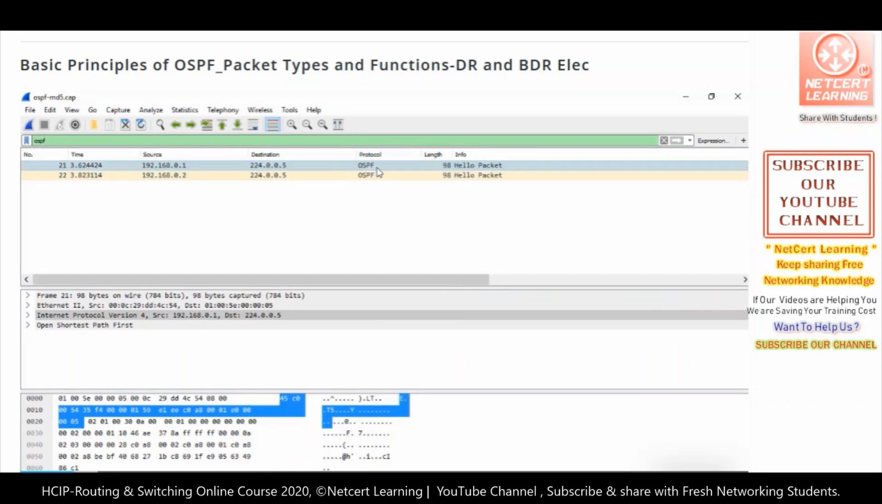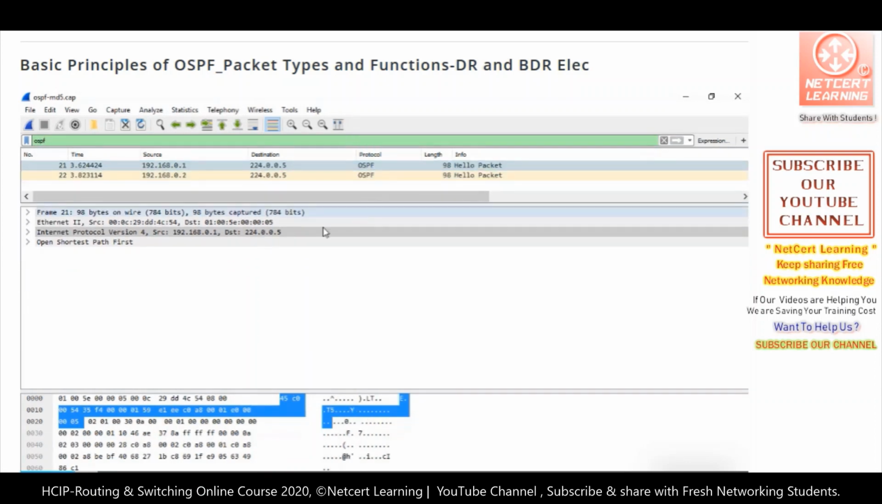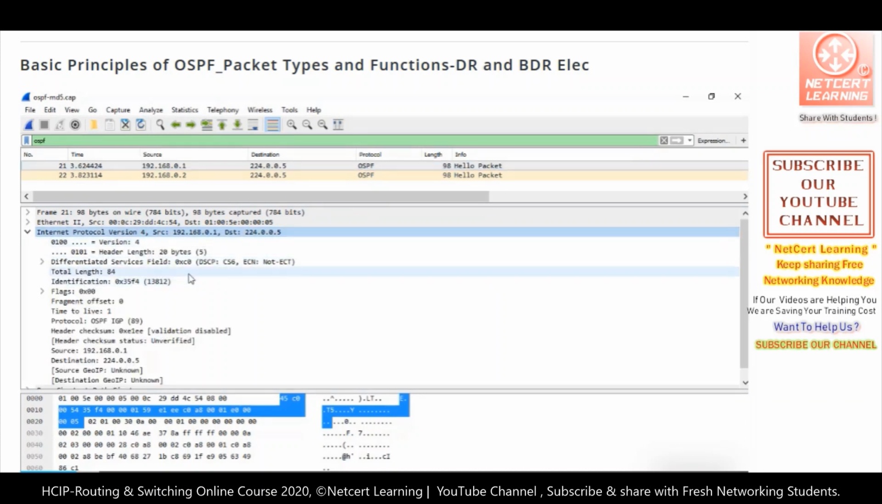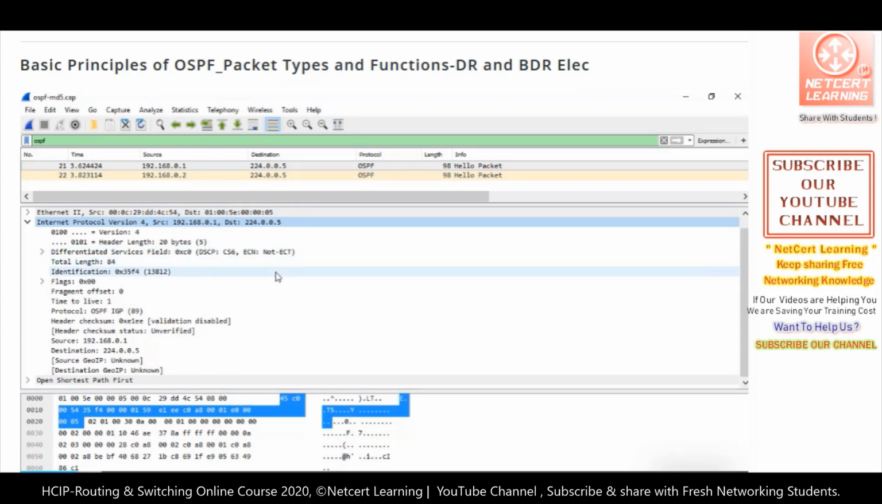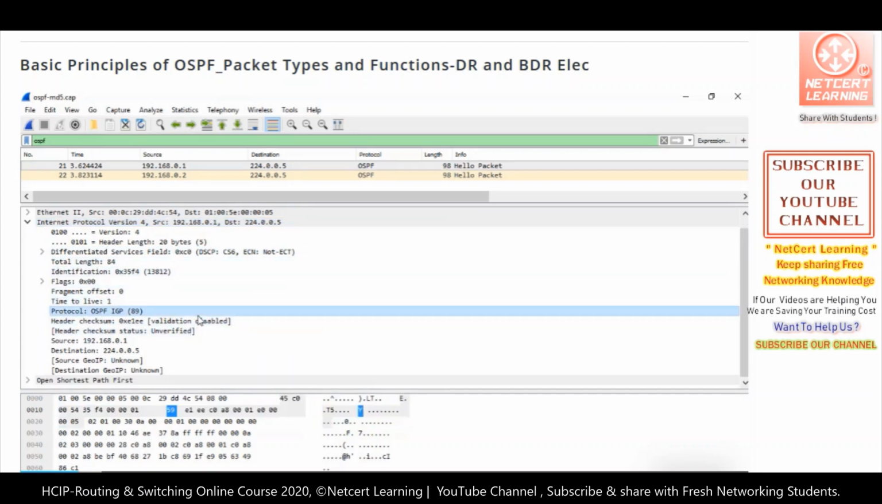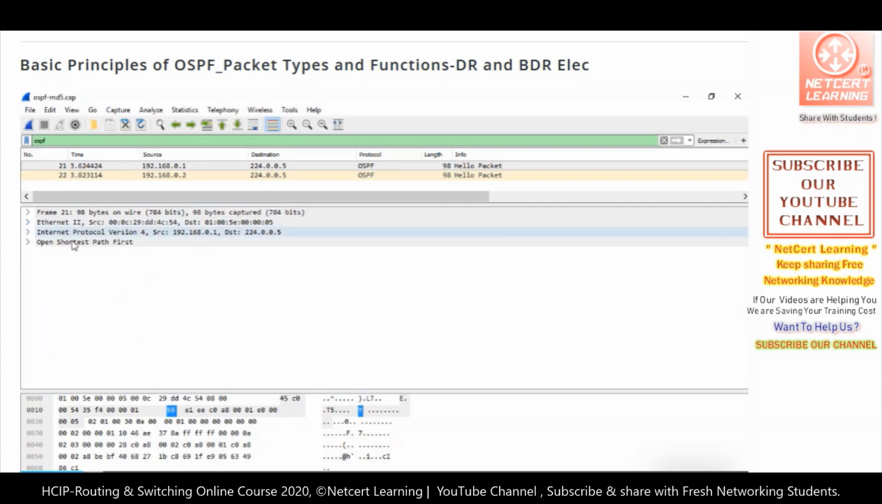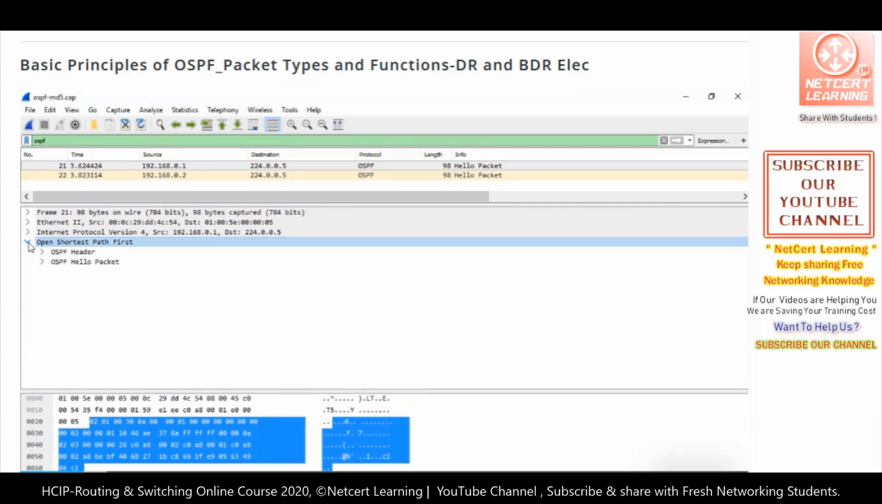All right, so I have an OSPF packet here. Now let's look into the IP protocol, IPv4. First we need to look into the protocol number. As you can see, this is protocol OSPF IGP 89. So that is our indicator that this is IP OSPF. So let's look into the OSPF packet.